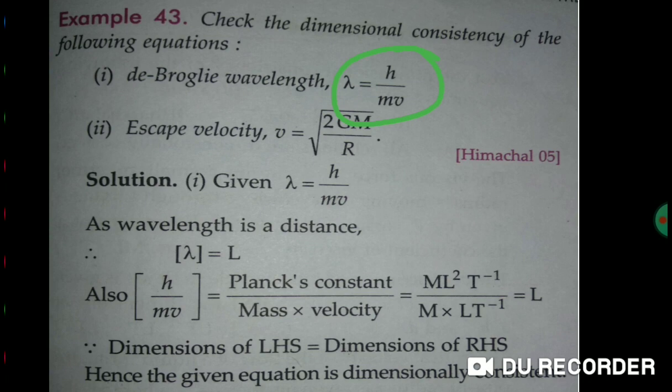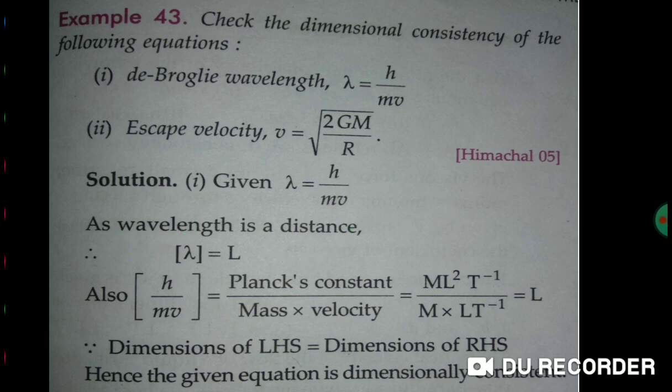So let's start with the LHS part. Wavelength. Wavelength has a dimension similar to length, because wavelength is a distance. So the dimension of lambda is equal to L.